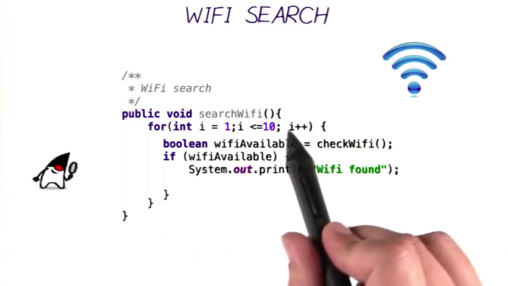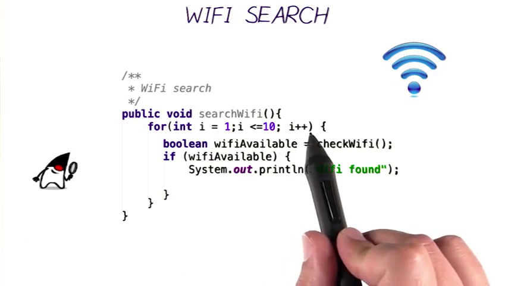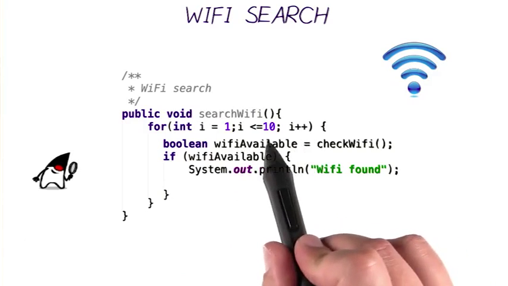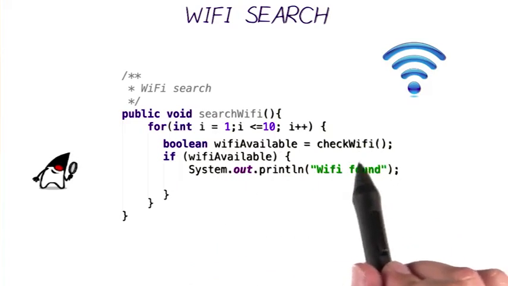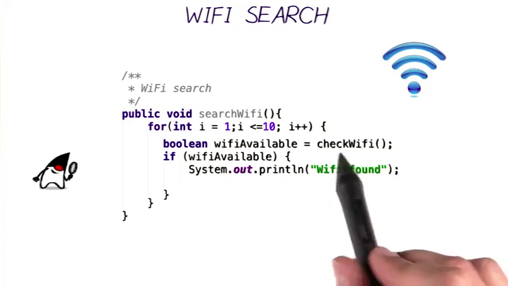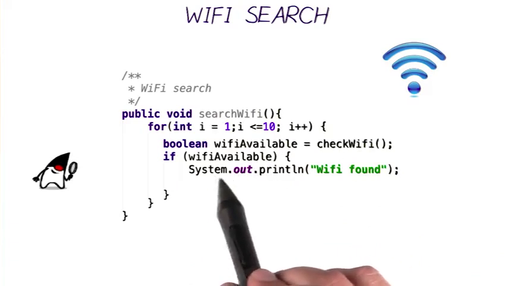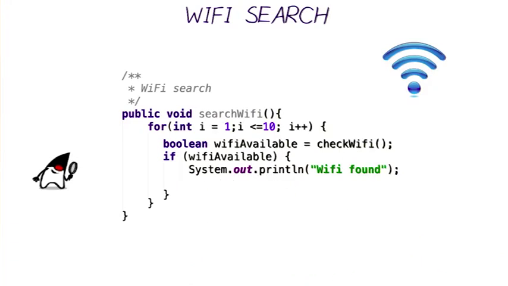So we go back up, we increment i, making it 6, and 6 is still less than or equal to 10. So we go back in here again and we check Wi-Fi again, which, if we're still in range, will also return true, so that will actually print out Wi-Fi found again. In fact, it will keep printing out Wi-Fi found for the remaining iterations in our for loop here. This doesn't seem exactly like what we expected to do.